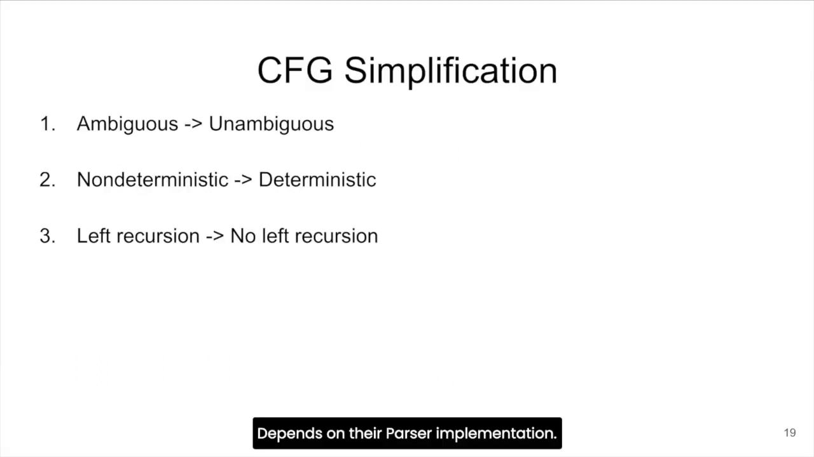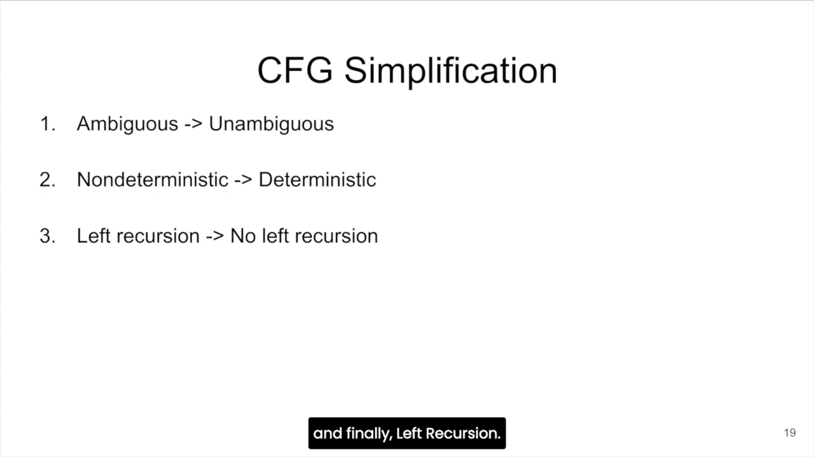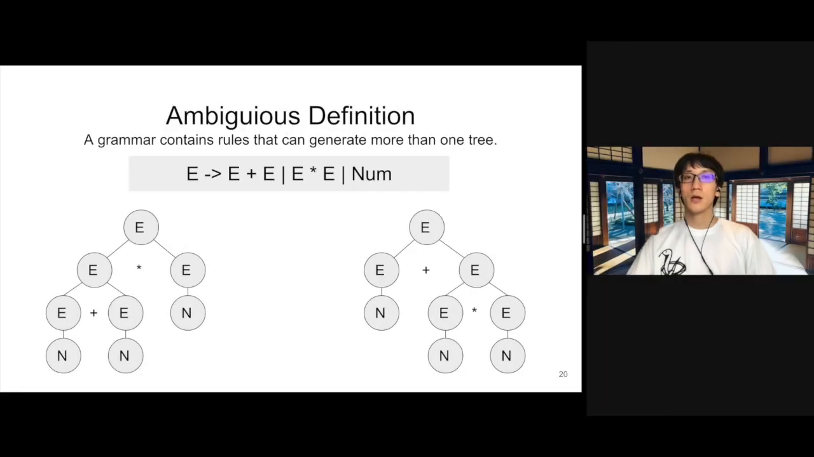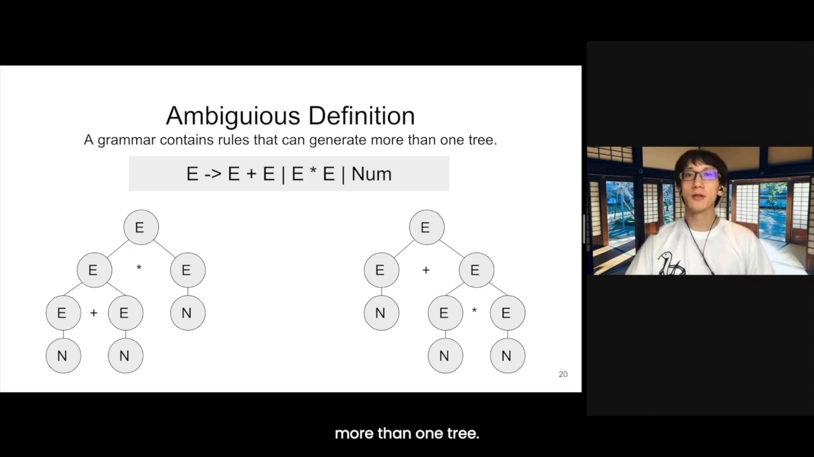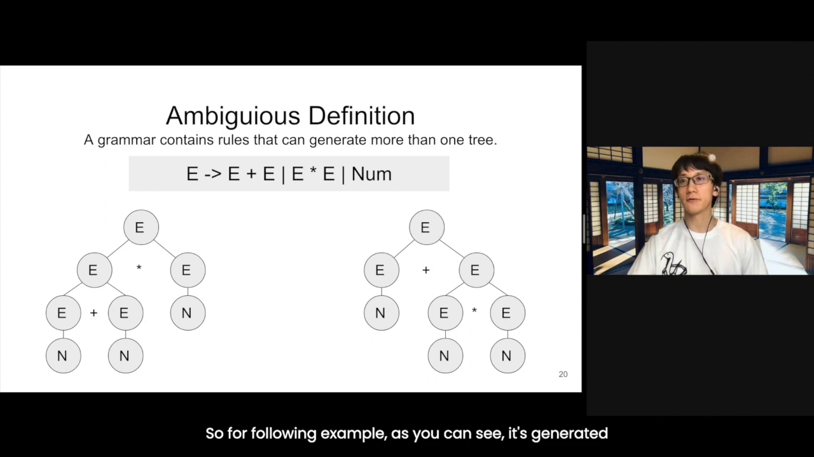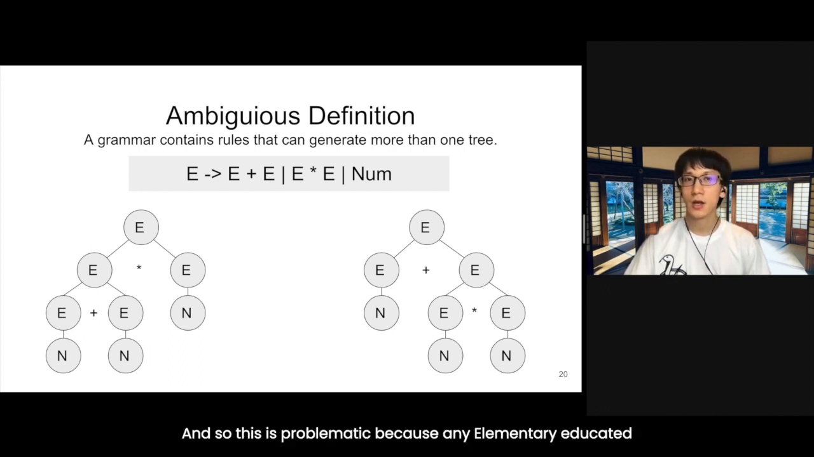Depending on the parser implementation, we need a treatment on the CFG, called CFG simplification. There are three types of simplification we should talk about. The first one is ambiguous, the second one is non-deterministic, and finally, left recursion. An ambiguous grammar contains rules that can generate more than one tree. For the following example, as you can see, it generates two kinds of tree if you try to put some practice here.